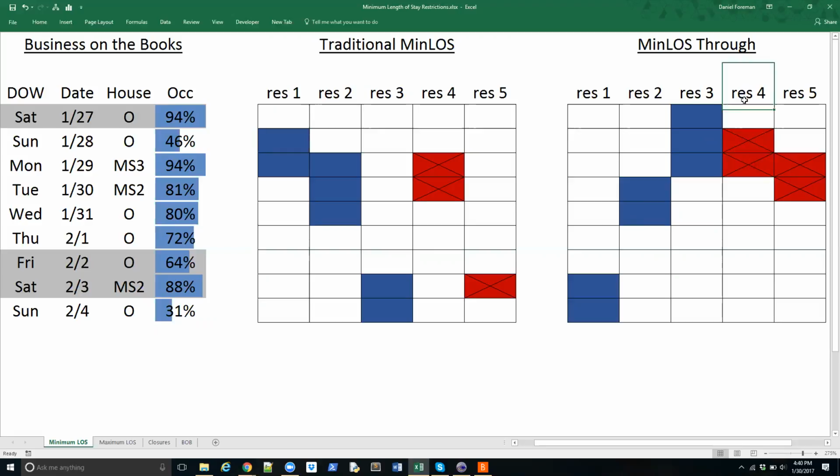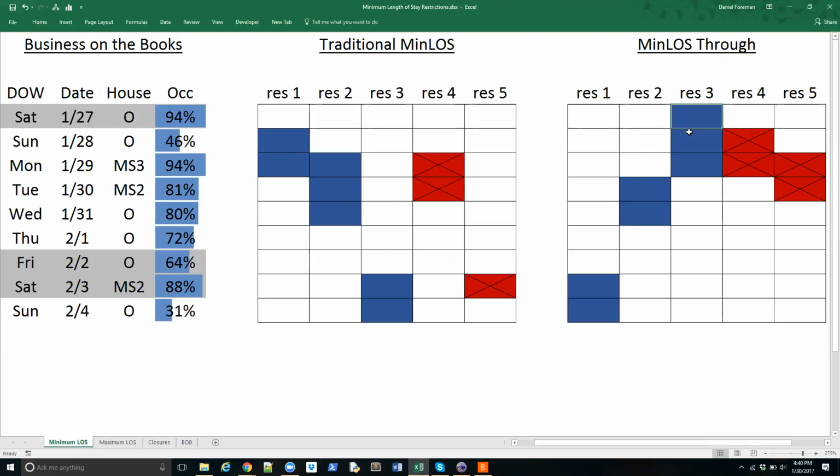So this reservation 4 here, remember this is a guest who was able to sneak in over here on the traditional length of stay. They were able to sneak in and book that Sunday and Monday because the arrival date of Sunday doesn't have a restriction. But because the min stay through forces anybody who stays touching this Monday or over this Monday, they have to stay 3. So this 2-night stay arriving on Sunday is not able to book. They would have to give us the Saturday night, that prior Saturday as well.